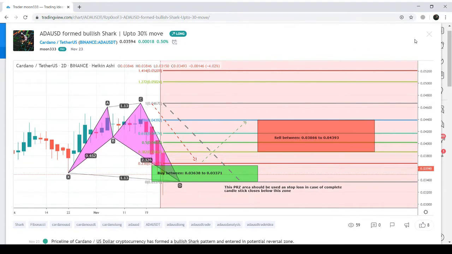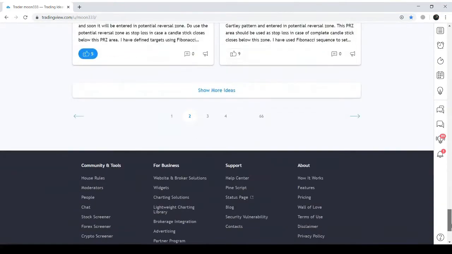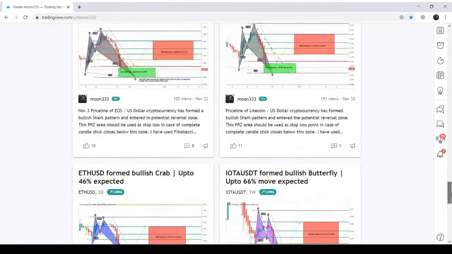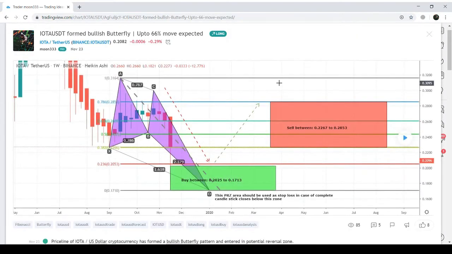Our third coin is IOTA, the third altcoin, the IOTA with US dollar. This is a week chart, and I am just sharing the coins which are expected to give the profit within this week, within the next 7 days. But this is a week chart, so it can take up to the month. But this is a very strong trade because this is a week chart and the pattern is very strong.